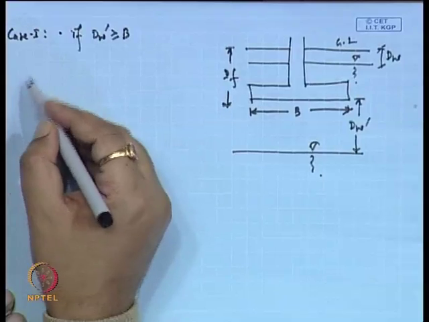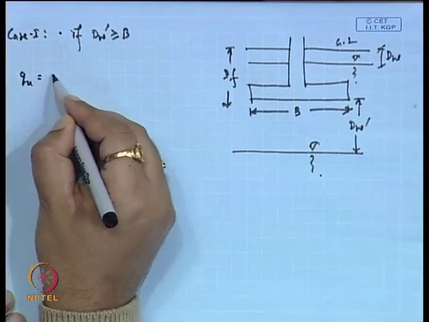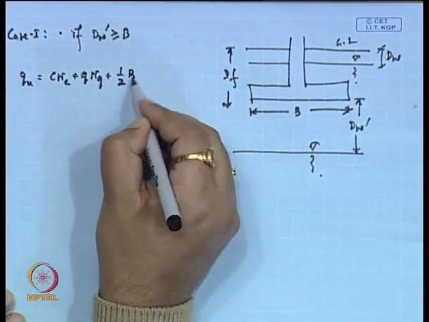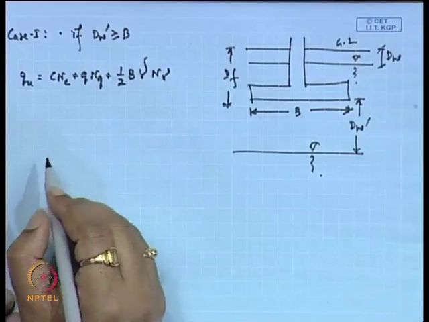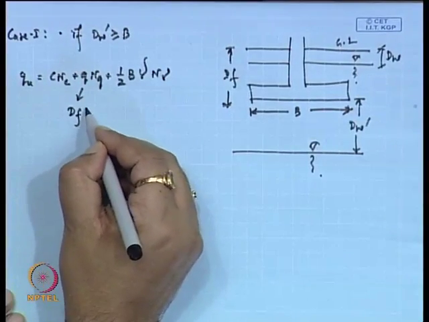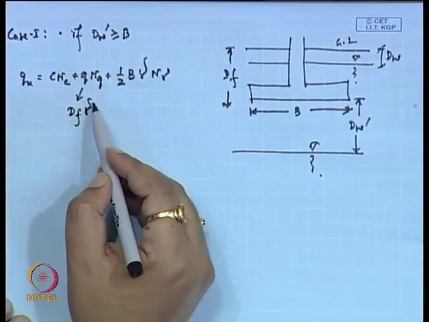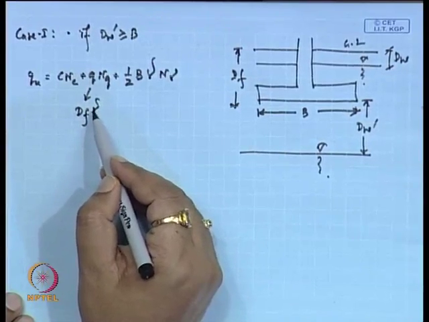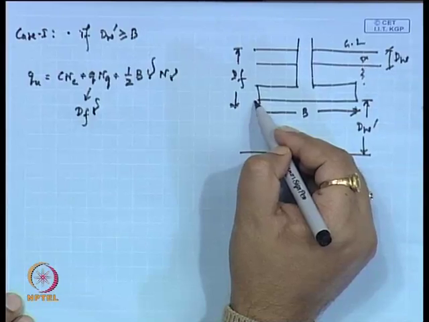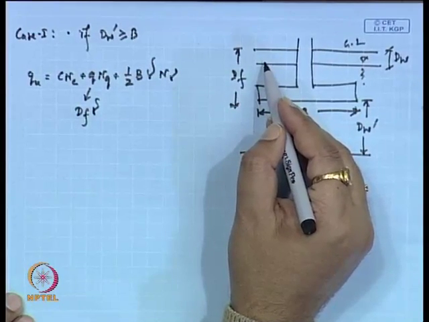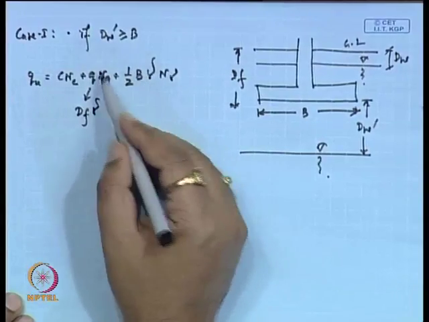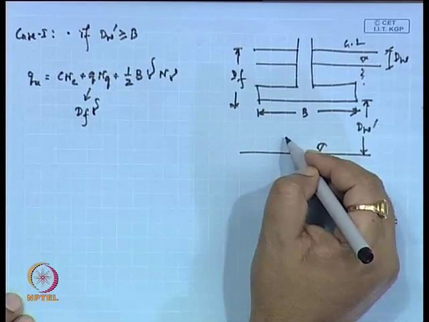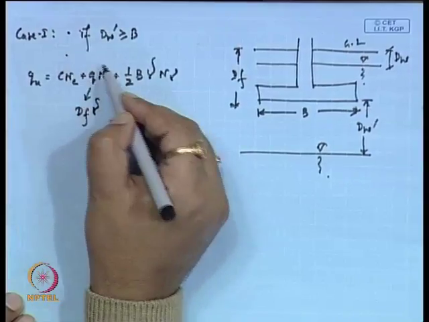Now, in this general expression, we can write q u = c N c + q N q + half B gamma N gamma. In this N q term, q is D f into gamma. So, we can see that here this D f into gamma is there. This gamma is basically the unit weight of the soil above the foundation base, and this other gamma is the unit weight of the soil below the foundation base. So, this is the first term, second term and third term.